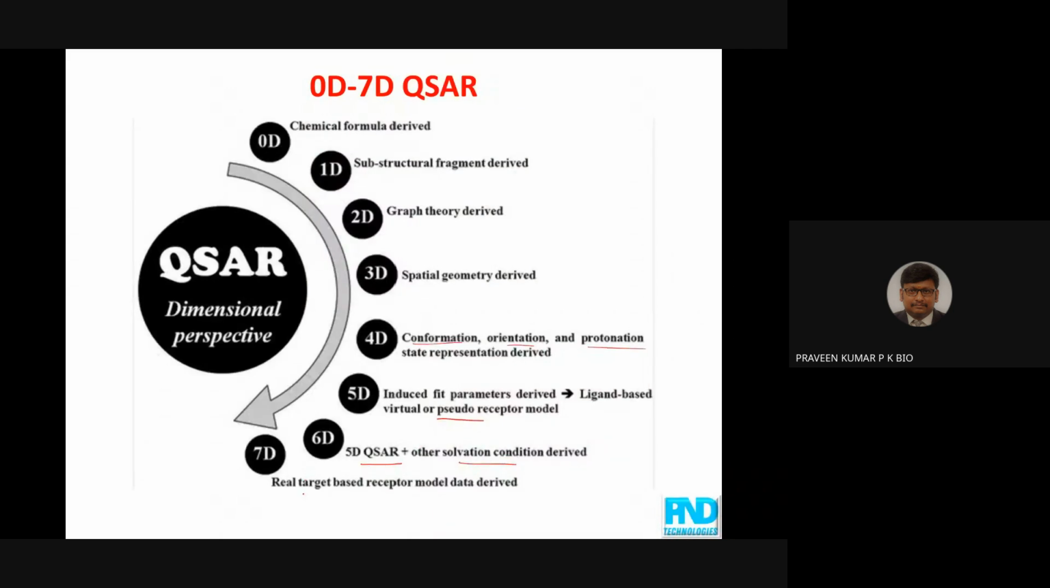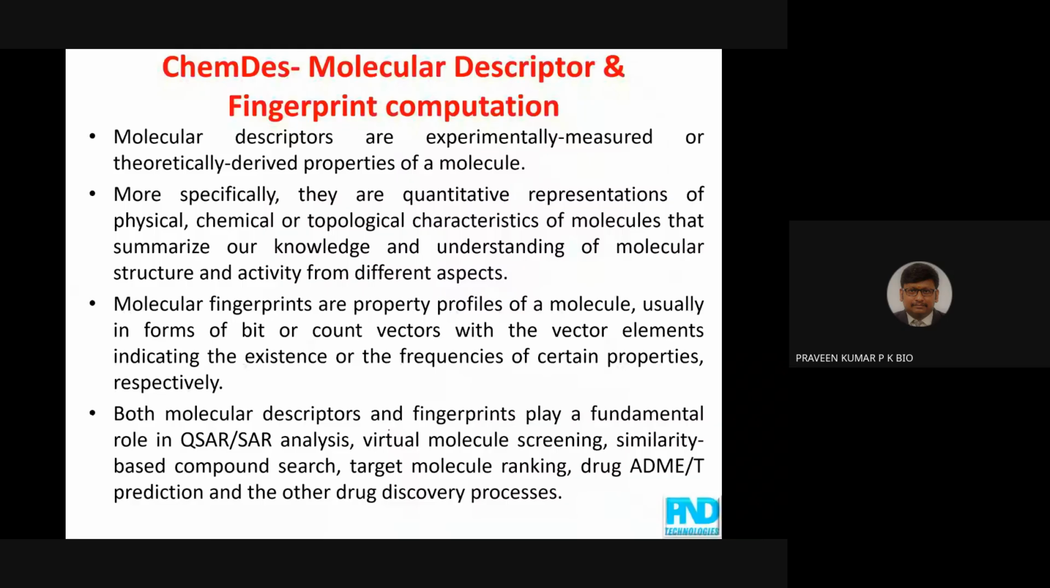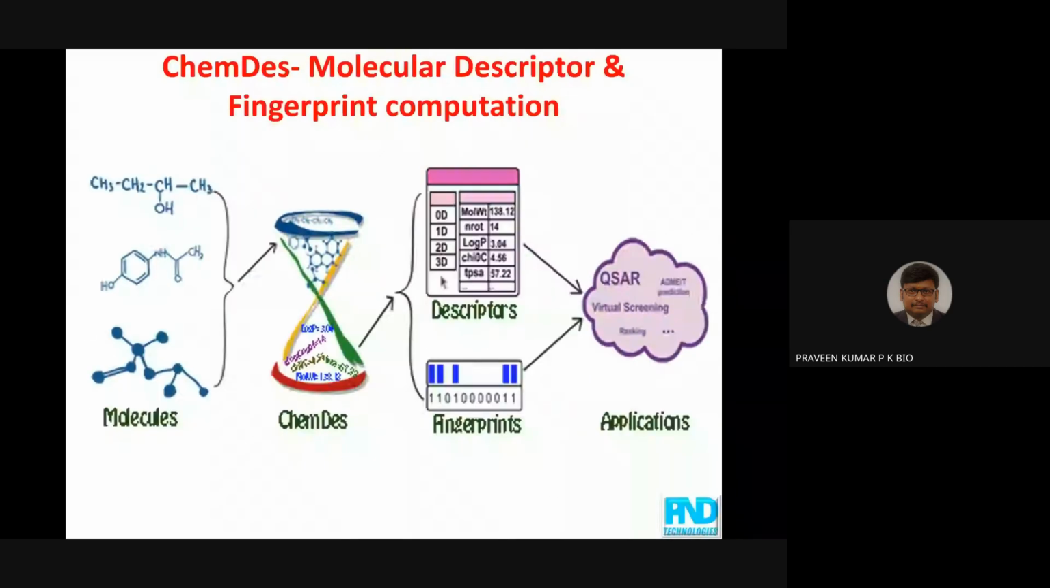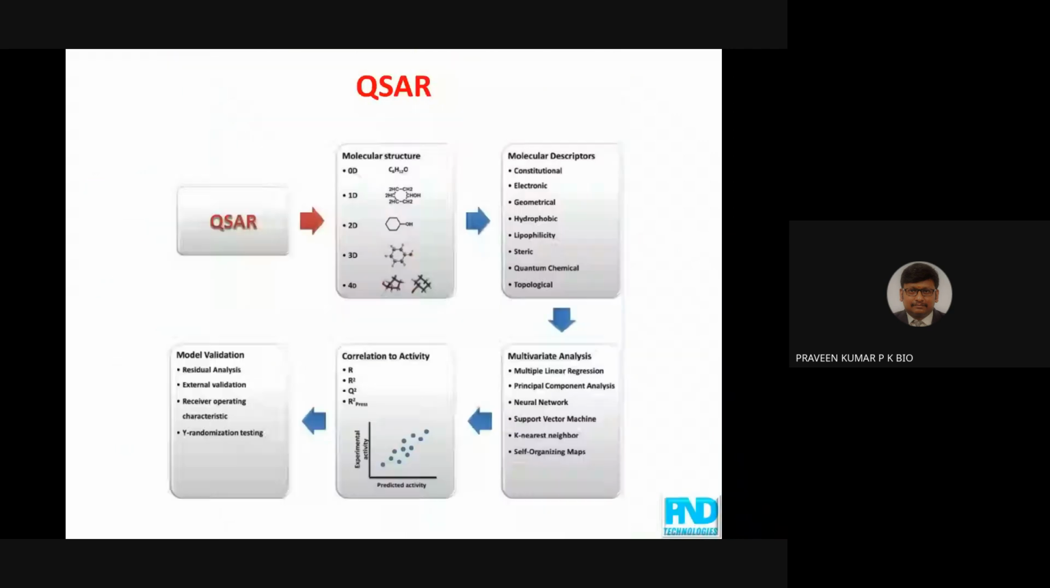7D QSAR, real target based receptor model data derived. So this is the ultimate one. Whether the compounds can bind perfectly or not, the finalization we can find in this 7D. ChemTest is one of the tools which we can use for prediction of QSAR. So you can find this information even if you visit the ChemTest tool. We start with molecules and we use the fingerprints and we use it for many applications.